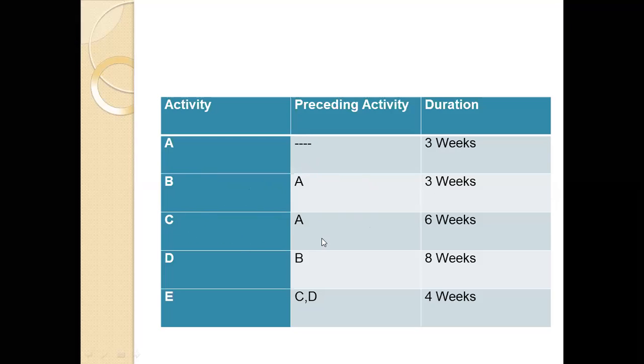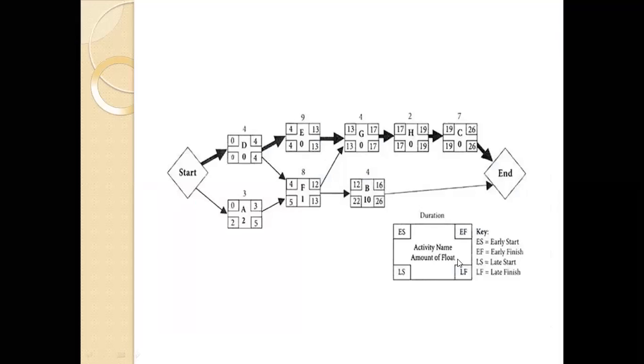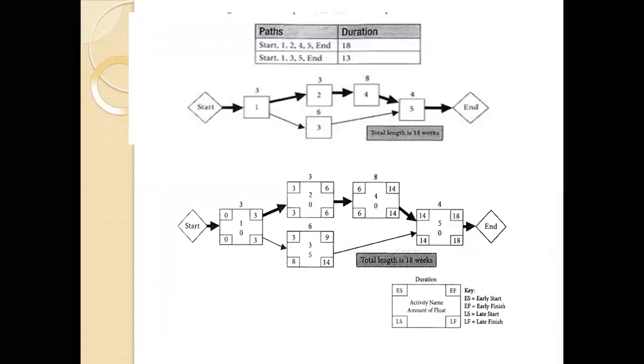C has preceding activity A and 6 weeks. D has preceding activity B and 8 weeks. E has C and D as preceding activities and 4 weeks. In this way, we can draw the diagram for a particular activity.